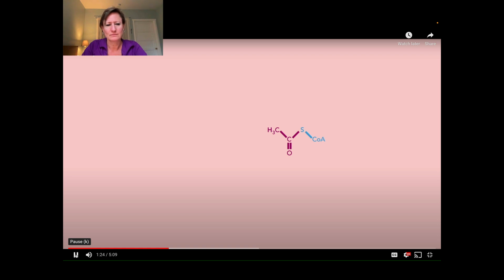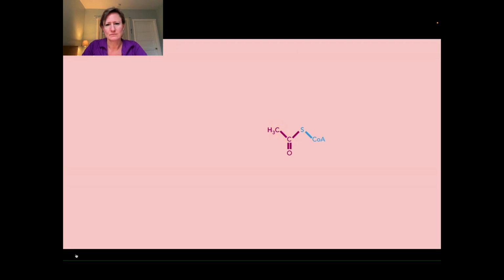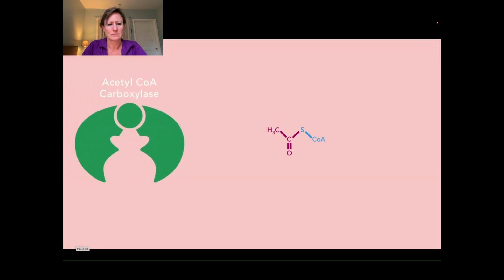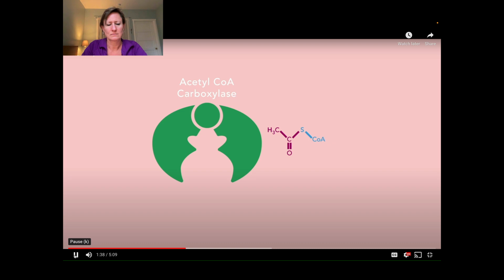Each molecule of acetyl-CoA contains 2 carbons. In order to create a long-chain 16-carbon saturated fatty acid, 2 carbons are added at a time to build the chain. Acetyl-CoA carboxylase carries out the activation step. So remember, we've talked about this activation step. This is not able to be a nucleophile.